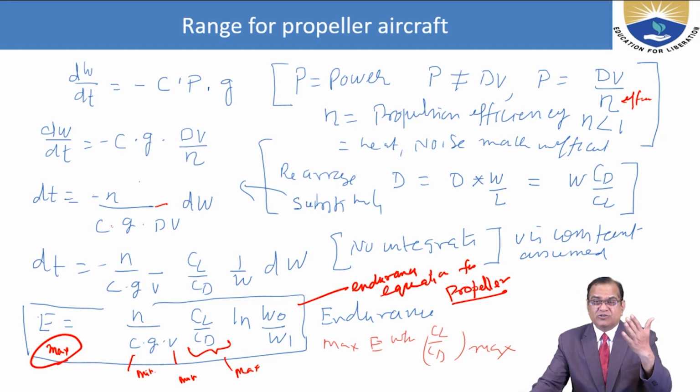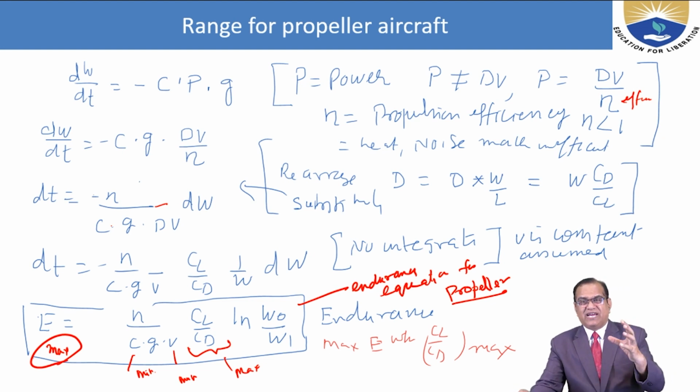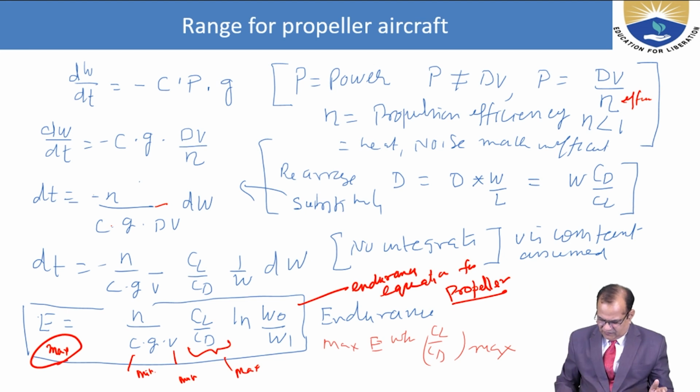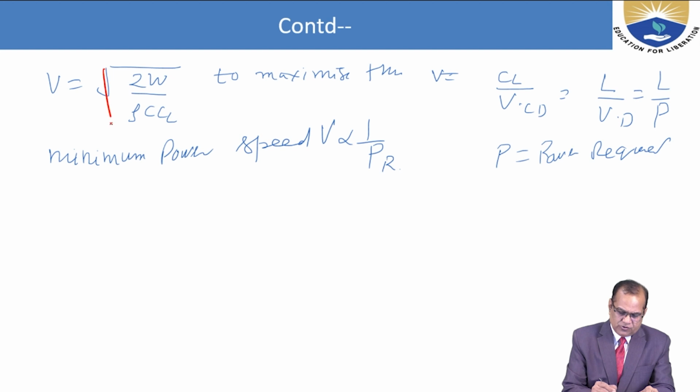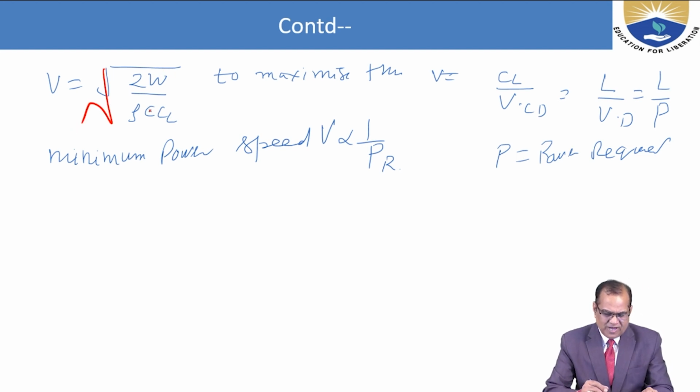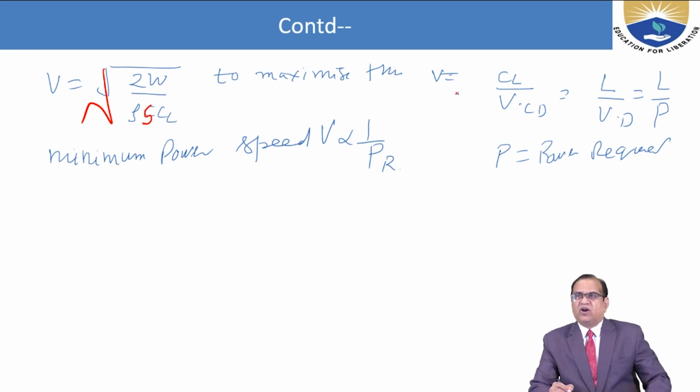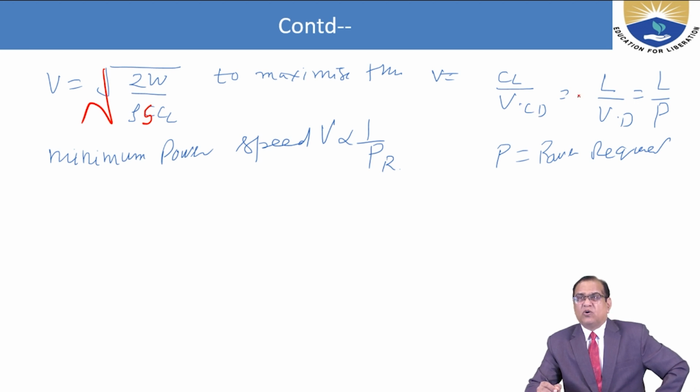Now, as we have seen in the jet aircraft, we have to find out the range. And this range is equal to E into V. The same equations we will be using. So here this V is equal to under root 2W by rho S CL, and this is to maximize the V. So this CL by V into CD, we can write that L by V into D, and this V into D is equal to power. So it is L by P.